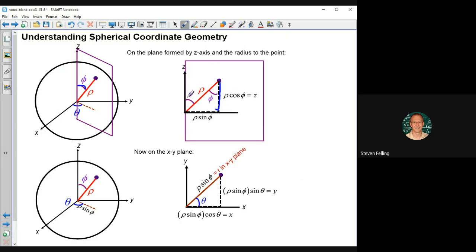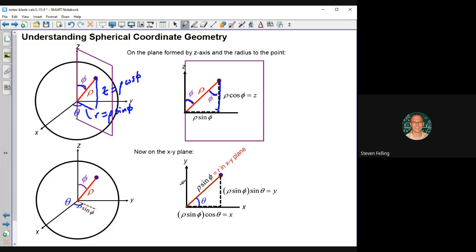The reason is that if this angle is phi, then by the alternate interior angles congruent theorem, this angle would also be phi. That makes this side the adjacent side for this right triangle, which means it is the hypotenuse times the cosine of the angle. So rho cosine phi is z, that's this height here. Then the opposite side of that triangle would be rho sine phi, and that's why rho sine phi is equivalent to r.